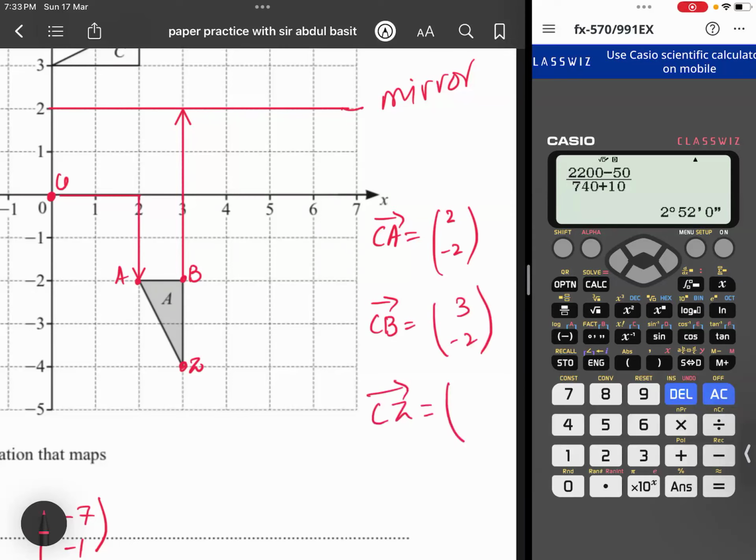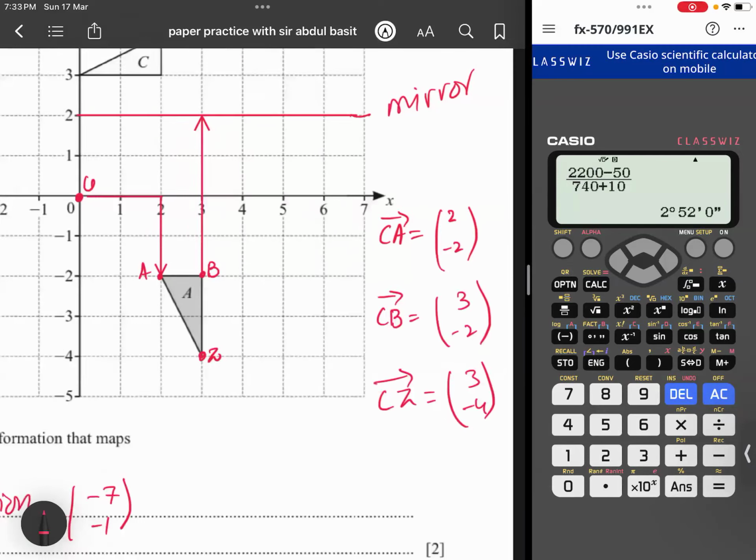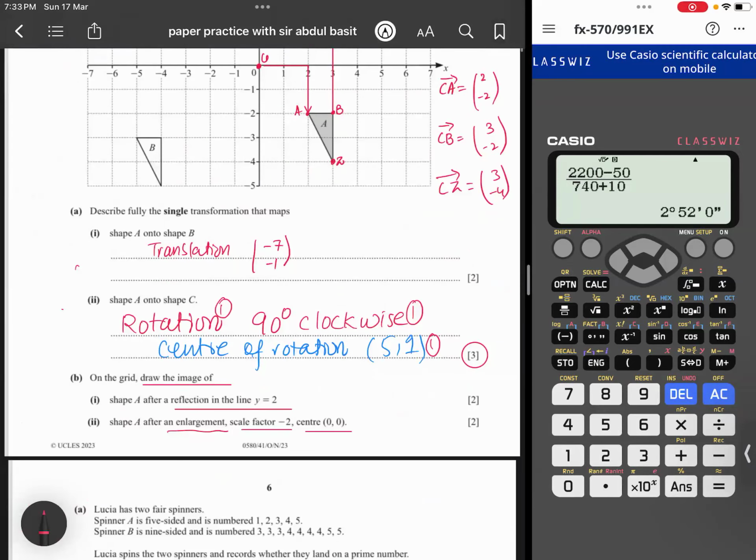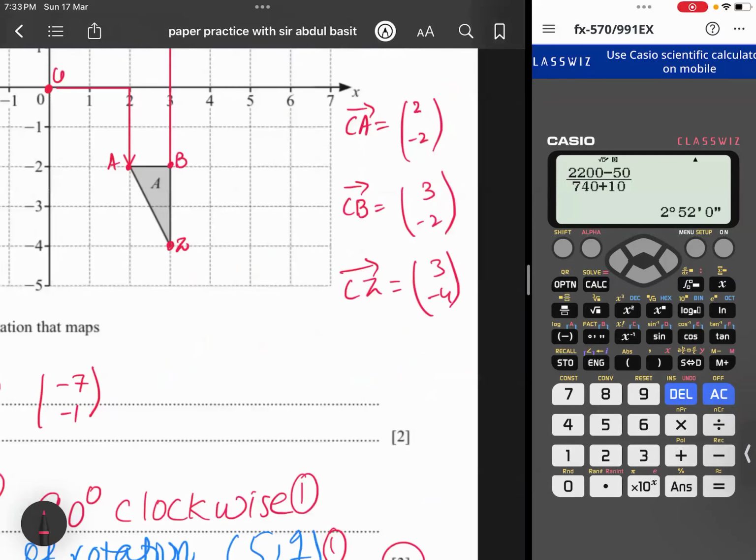Now center to Z. It is 3 towards right. And how much down? 1, 2, 3, 4 down. So it is 4 down. According to the scale factor, which is -2, let me multiply these vectors by -2.